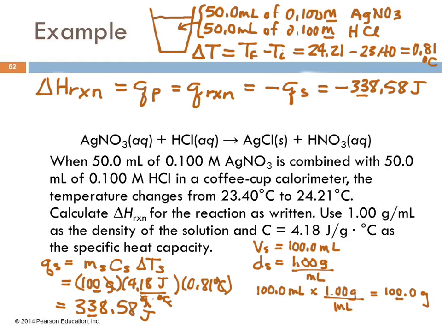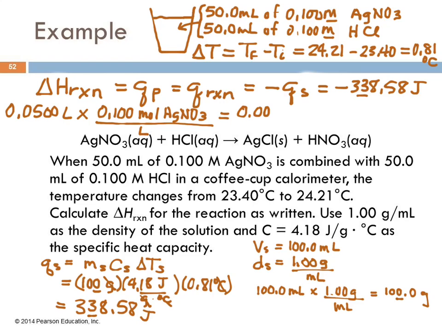How many moles of silver nitrate are in that cup? Well, we've got 50 milliliters. Let's convert that to liters. 50 milliliters or 0.0500 liters times 0.100 moles silver nitrate per liter. So that should be 0.005, right? Really shouldn't trust my head. 0.00500 moles of the silver nitrate. And that's just using the molarity as a conversion factor.